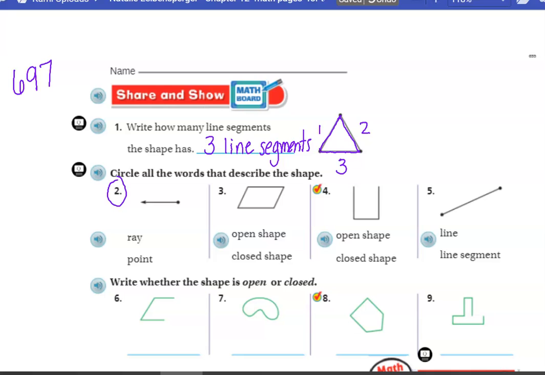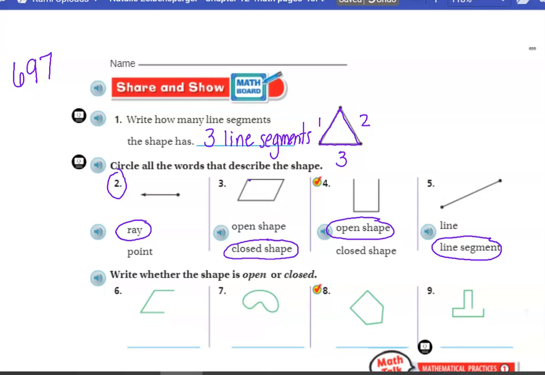Okay, if you said that the number 2 is a ray, you are correct. 3 is a closed shape. It starts at the same point that it ends at. 4 is an open shape. And 5 is a line segment because it has those two end points that let me know it stops at each end, whereas a line would continue on in both directions endlessly.